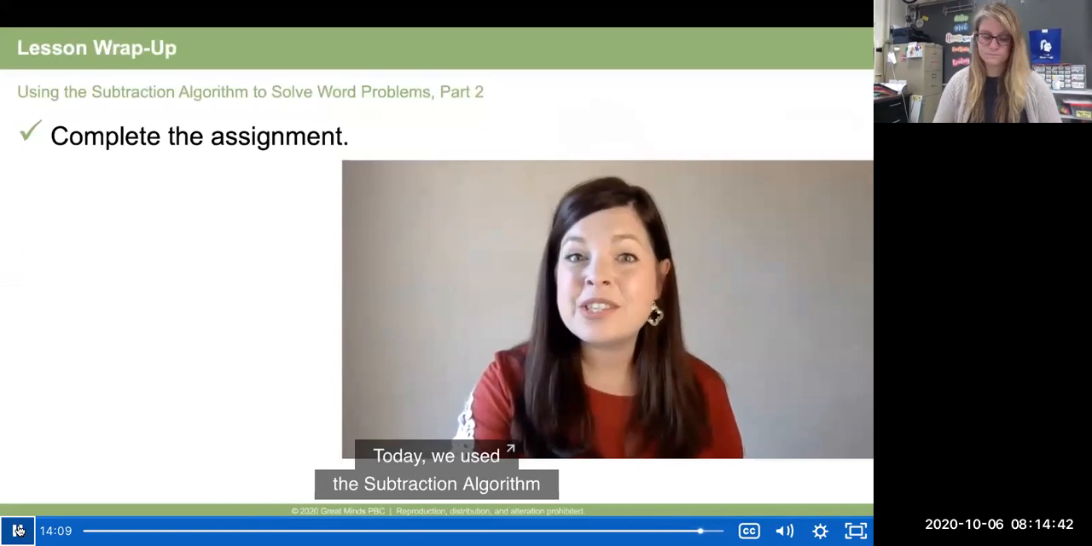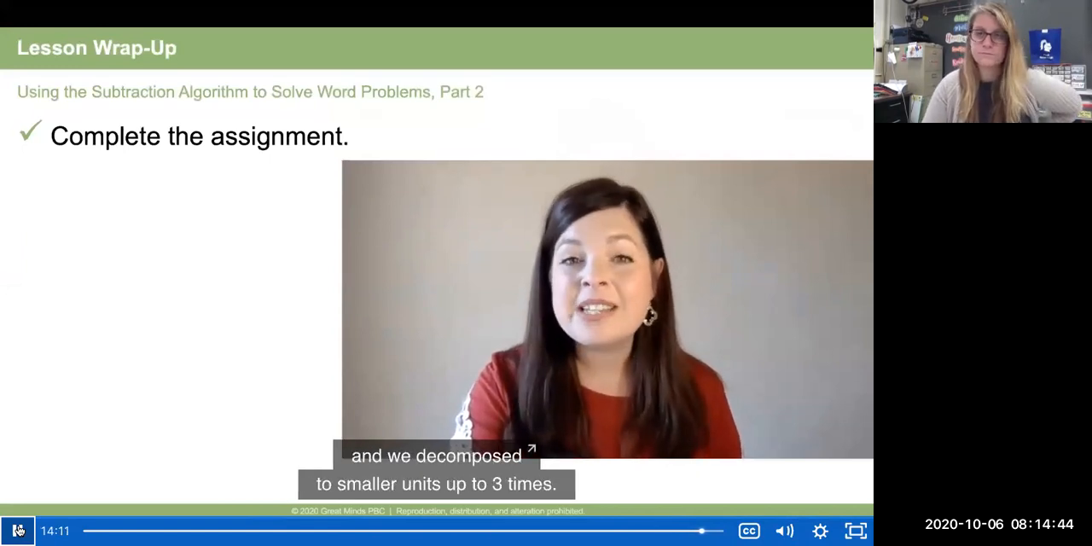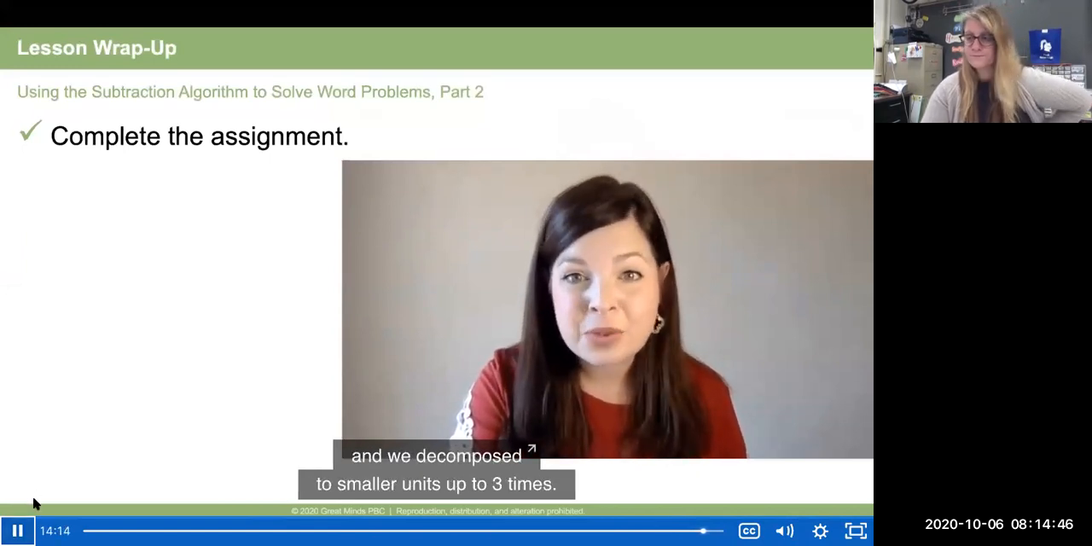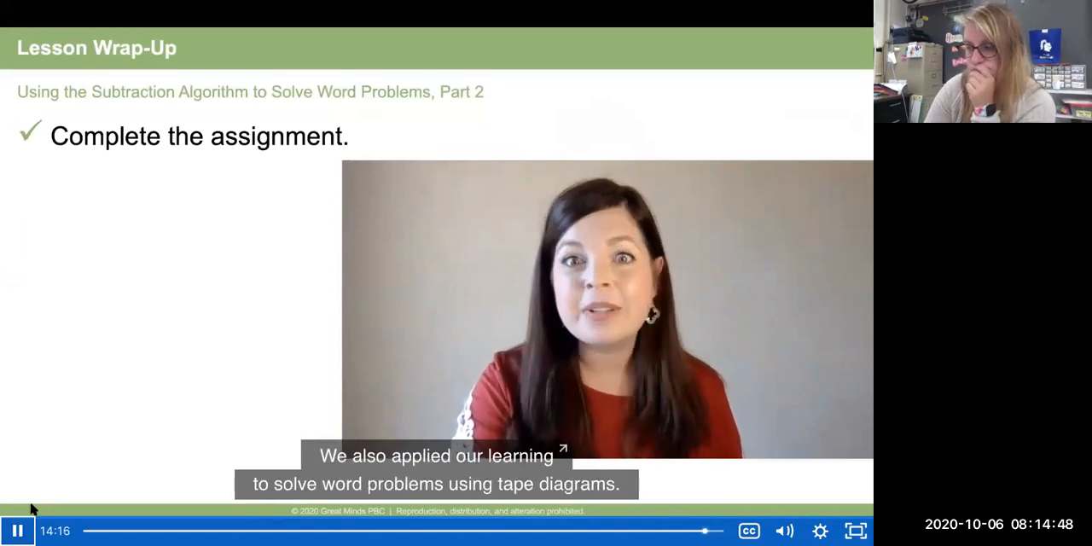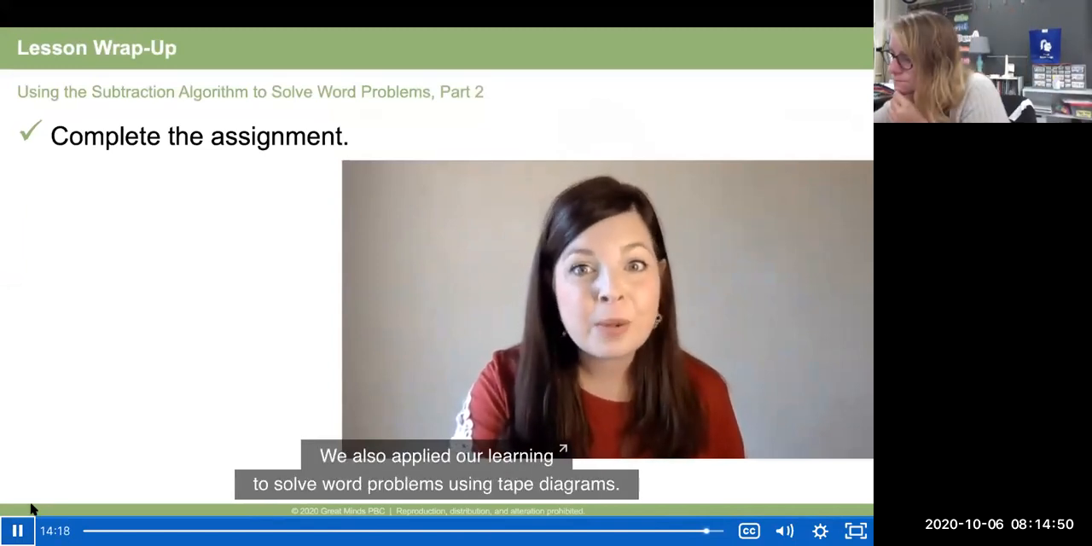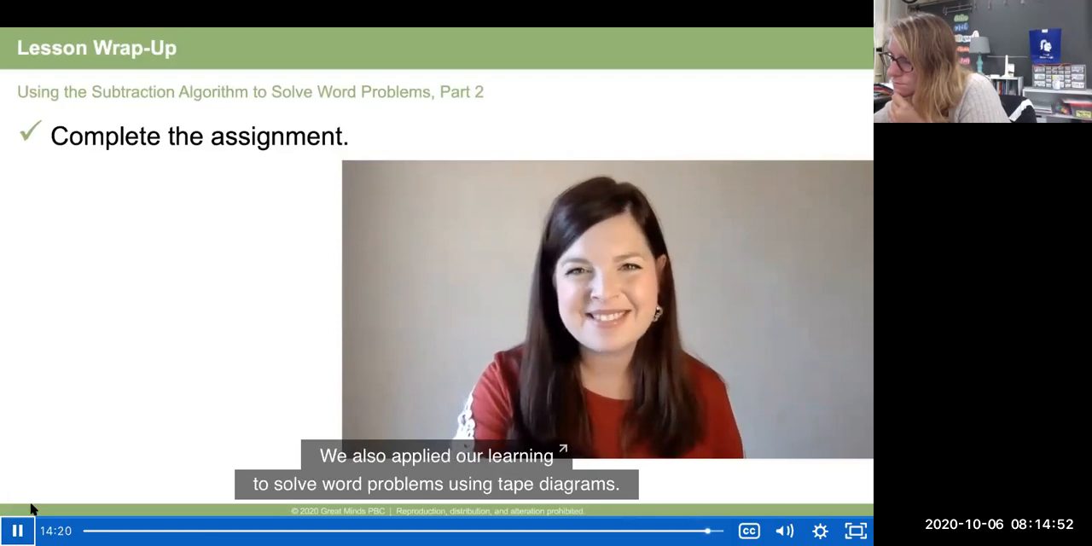Today, we used the subtraction algorithm and we decomposed to smaller units up to 3 times. We also applied our learning to solve word problems using tape diagrams.